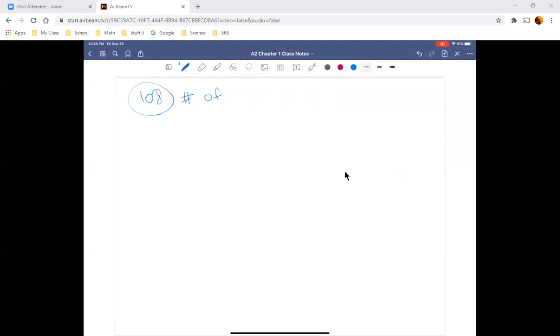So the number of, pardon me? Yeah, so the number of students on campus and the time of day. So we're gonna make a graph.